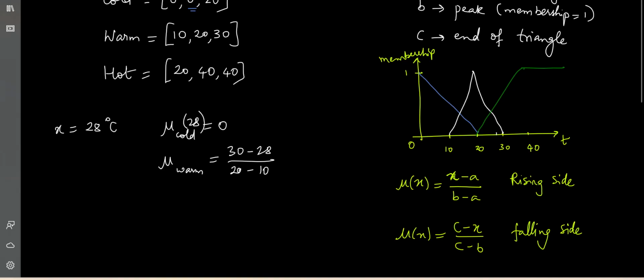Oh, sorry. My mistake again. C minus x upon c minus b. Sorry, c minus b. 30 minus 20. So this is 2 upon 10, which is 0.2.